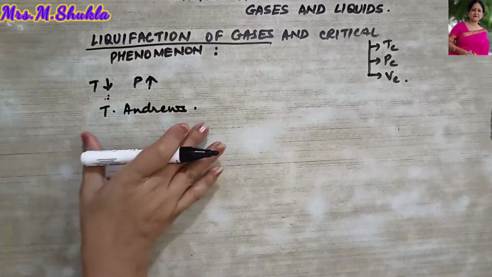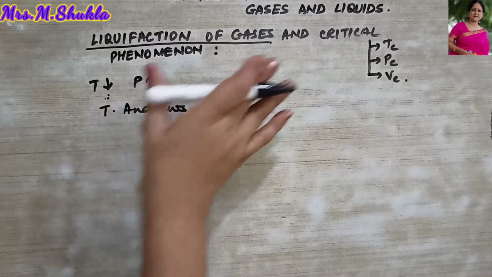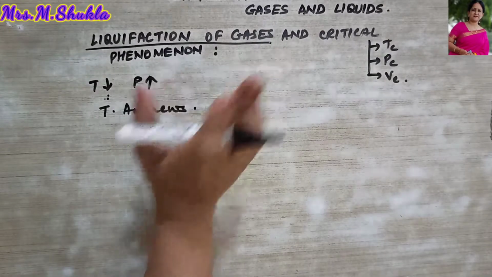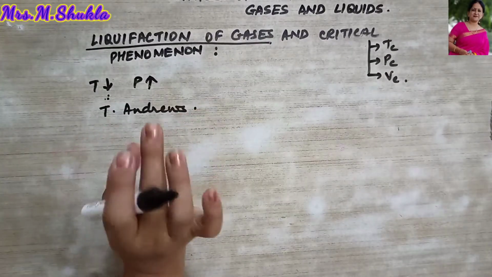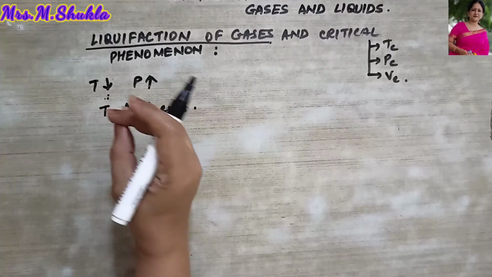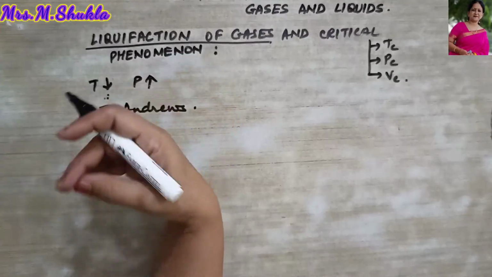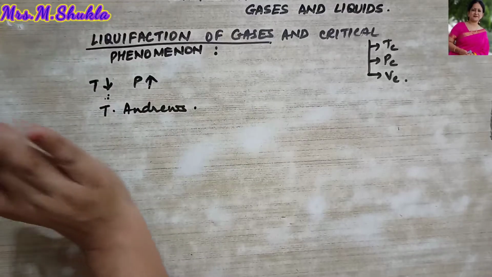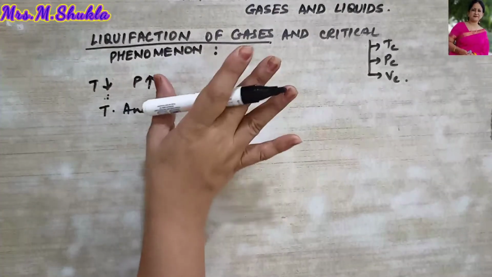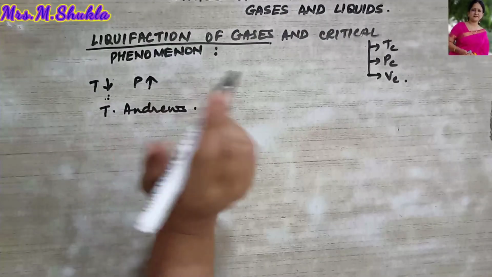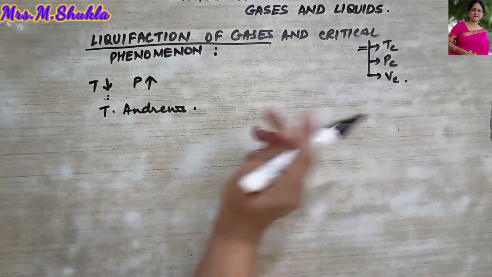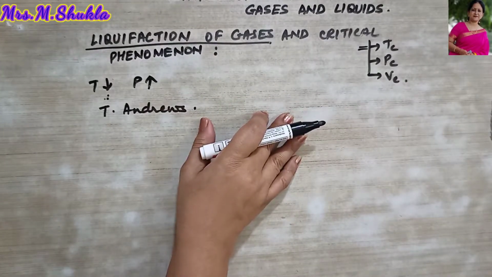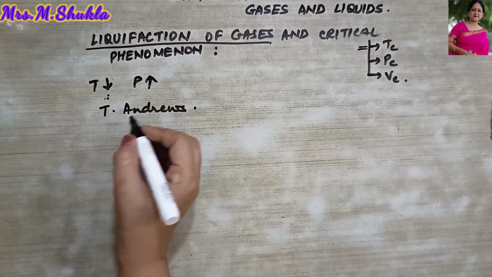Andrews, right? He studied this phenomenon of the gases. He found that for each gas there is a certain temperature above which it cannot be liquefied no matter how high the pressure is applied. What is that called as? That is called as your critical temperature. So how can we define critical temperature?